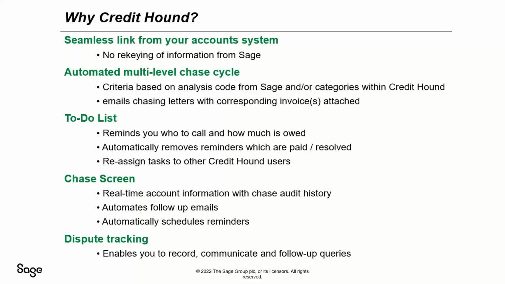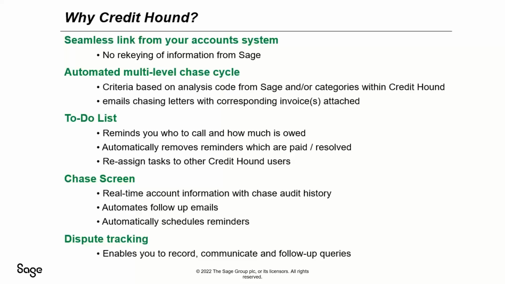So you can really customize that chasing cycle dependent on who you want to chase, the frequency, and various other factors as well. Now, all chase letters can include the relevant invoice or invoices as attachments within the email. And we can also set other logic, such as branding, if you're a multi-company organisation, for example. So it's extremely flexible to suit your business.